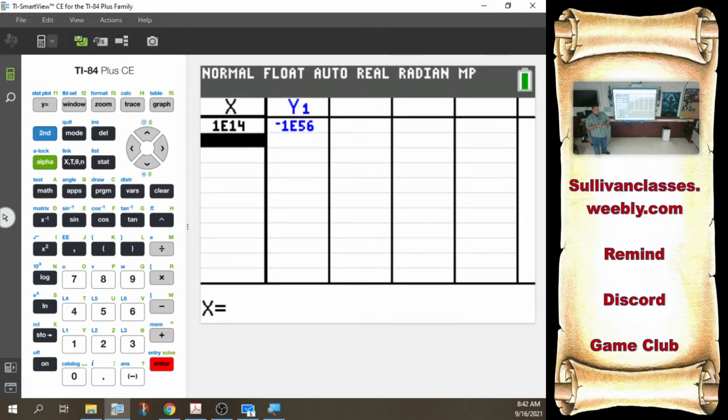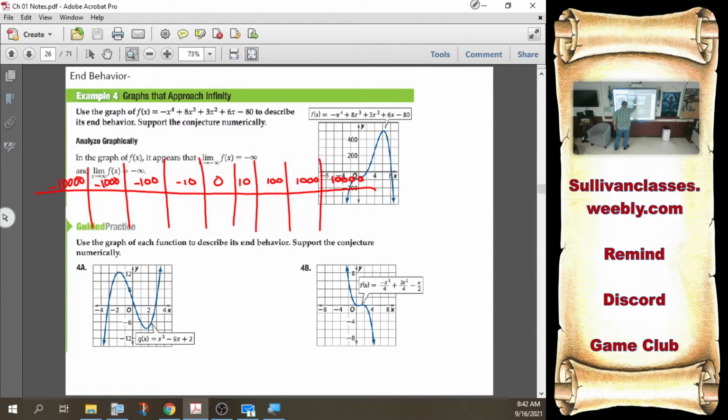So I can do it on the table, or I can just look at the graph. I don't care. When it says to support the conjecture numerically, I would like you to cross that out and give it a big old bird and say no. Because that's how you found it. You looked at the graph or you spammed 9s in your calculator and this is what you got. So you're good. Okay?